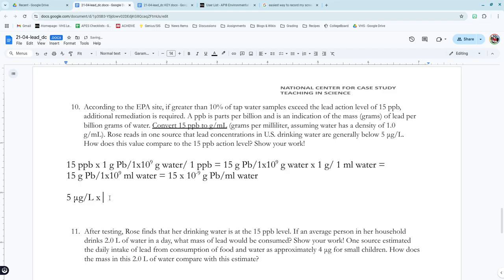And I'm going to first use the conversion of 1 million micrograms. Let's make it a little bigger. That needs to go on the bottom actually. So 1 gram is equivalent to 1 times 10 to the 6 micrograms.